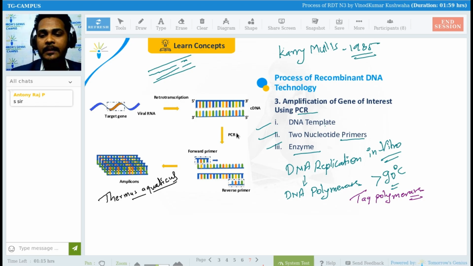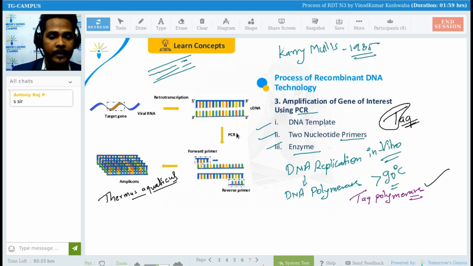See the name. Why is it called Taq? Because capital T is for Thermus, and A and Q stand for aquaticus. So that is Taq polymerase. Is this clear? It's very easy for you to remember.